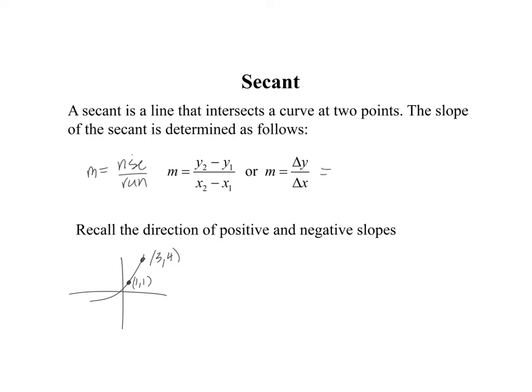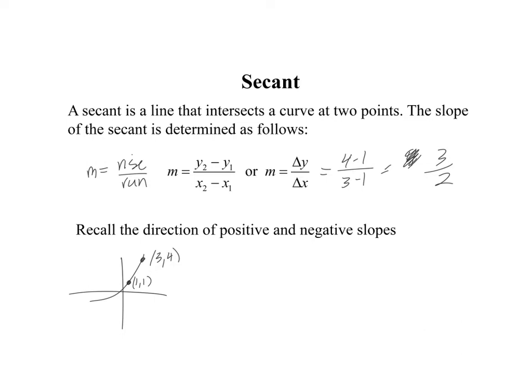We could just subtract the coordinates. On the top we'd have 4 minus 1, and on the bottom we'd have 3 minus 1. So in this case our slope would be 3 over 2. Our rise is 3, a run of 2. Our slope would be 3/2 or 1.5.